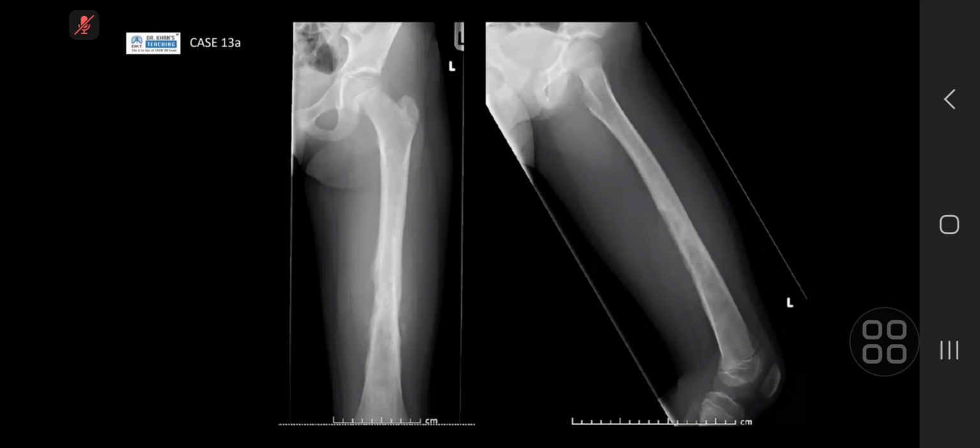In this age group, I will go first with a differential of osteosarcoma, Ewing sarcoma, and osteomyelitis. I will need to do CT cross-sectional imaging with contrast, and also MRI for further delineation.